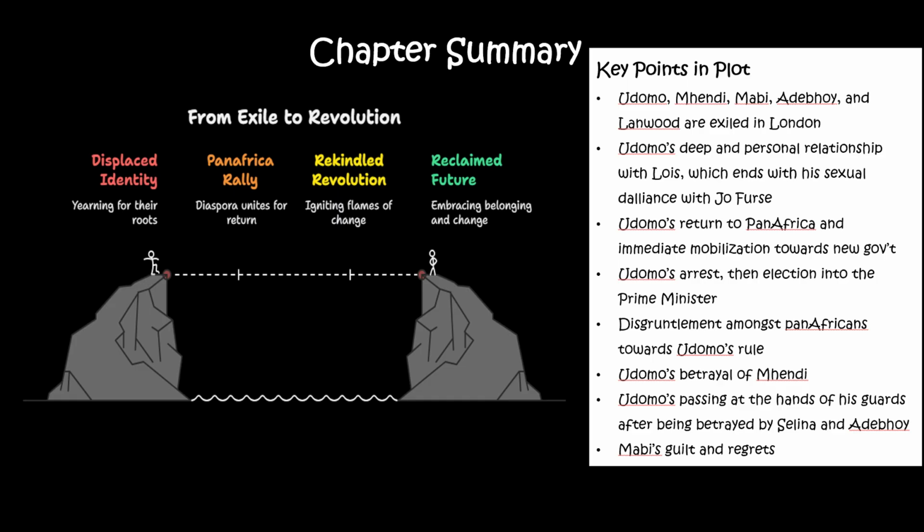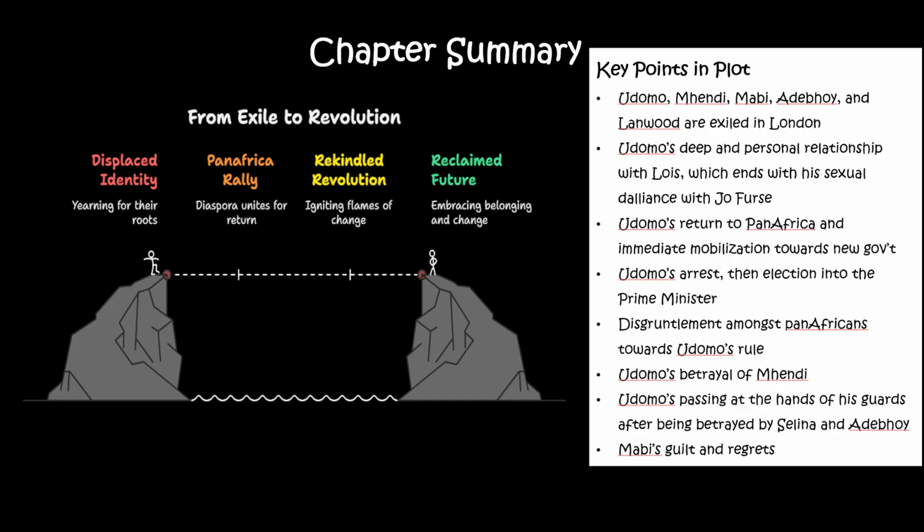Unable to live with the guilt of betraying his friend, Udomo confides in Mabi, who is also grieving, and the two fight. In the meantime, the tribalistic tactics of the others in government continue to escalate, and Selina and Adebhoy are at the forefront of it. Then the two orchestrate the passing of Udomo, who is obliterated by his guards.